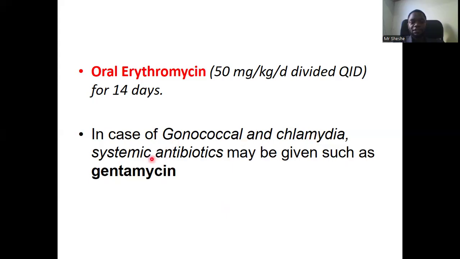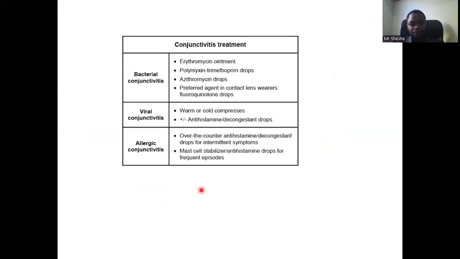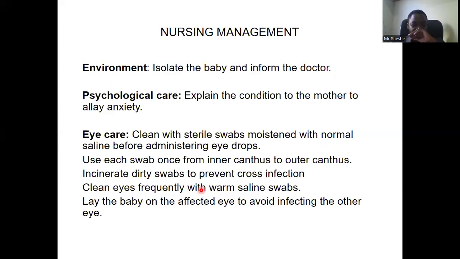In case of gonococcal and chlamydia, you use systemic antibiotics such as gentamicin. This can be delivered via parenteral route, injections. Nursing management, how do you manage this baby? You have given tetracycline ointment, or you have given chloramphenicol or gentamicin, plus oral aminoglycosides such as gentamicin. Now, nursing-wise, what do you do?